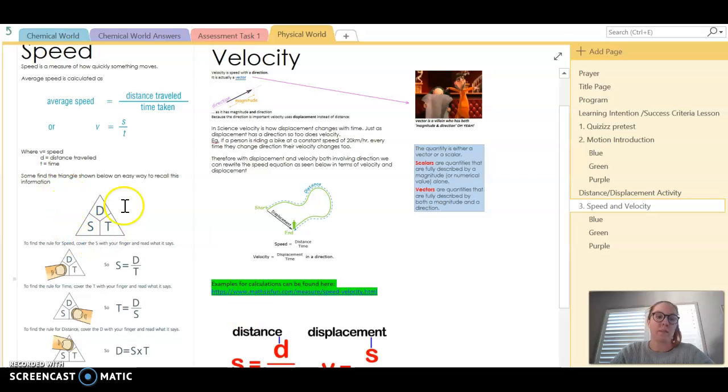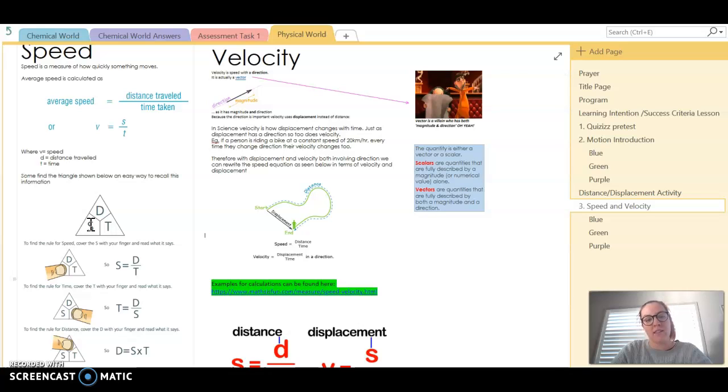You need to use the speed, distance, time triangle as a tool to help you remember how to organize or rearrange the equation, because rearranging an equation can be quite difficult for some people. So whichever one you're trying to find on the speed, distance, time, if I wanted to find speed, I would put my finger over speed, and I know that distance divided by time is speed.